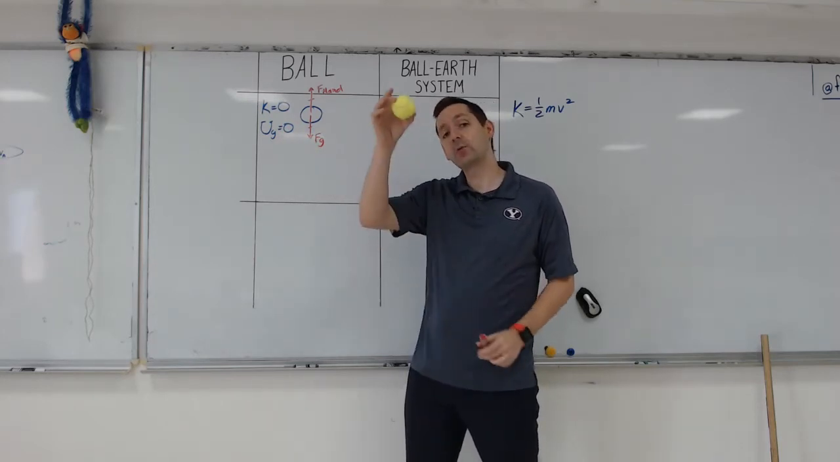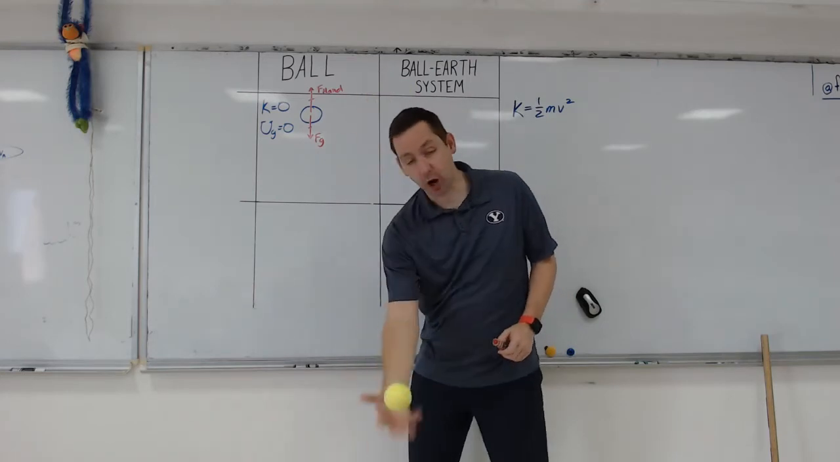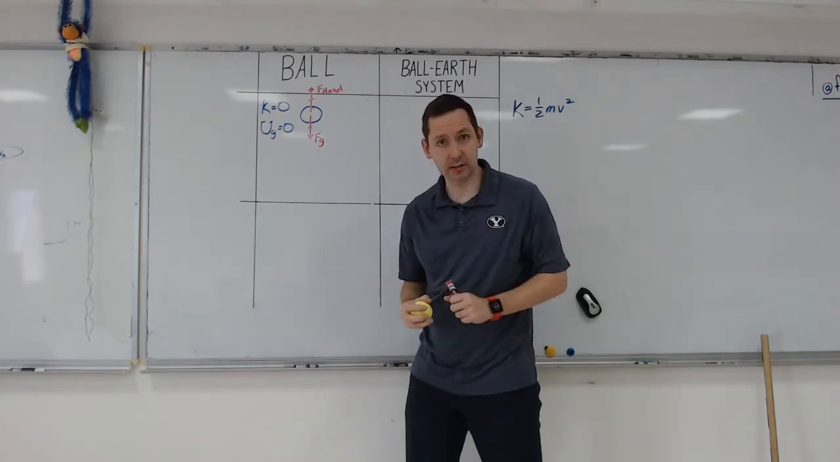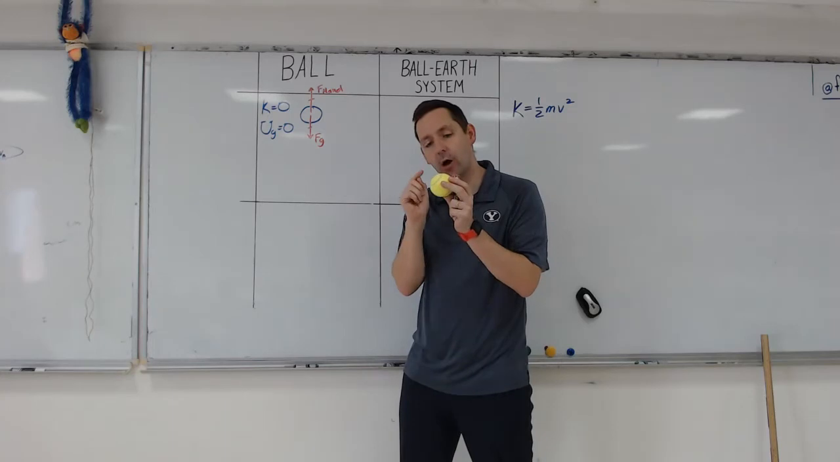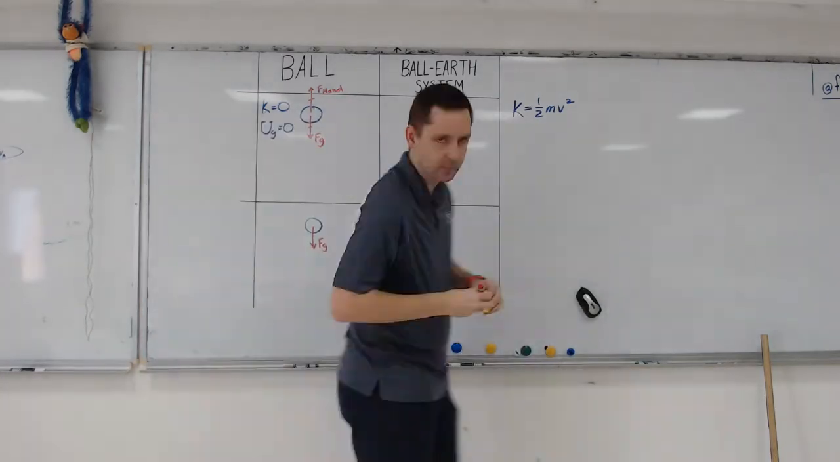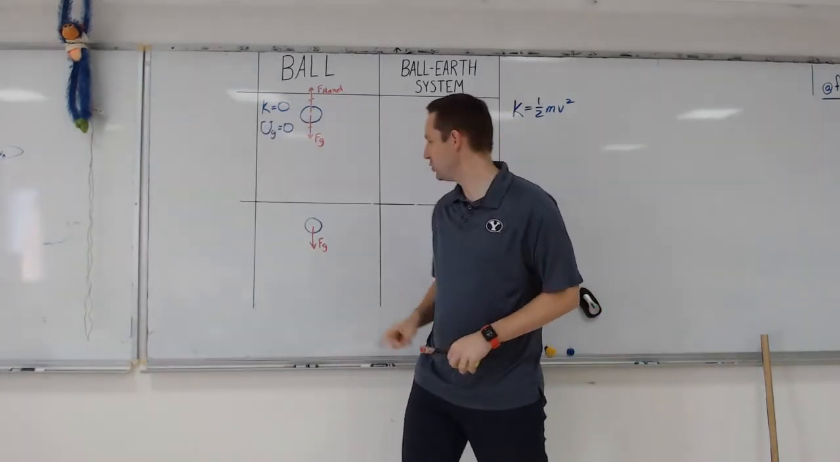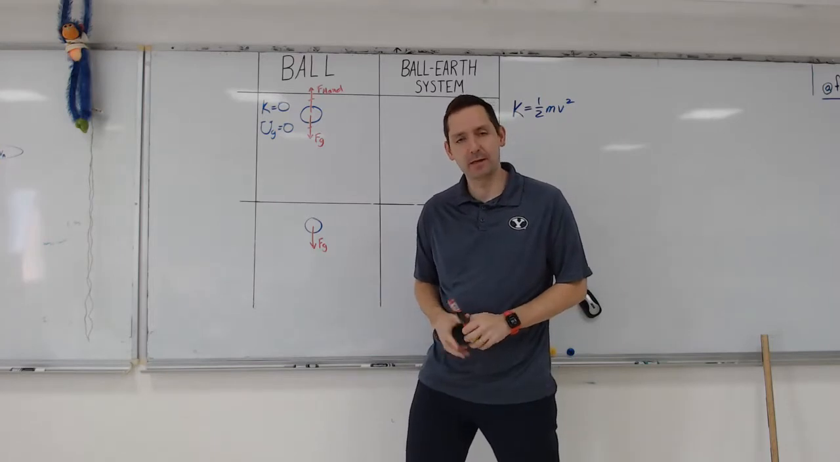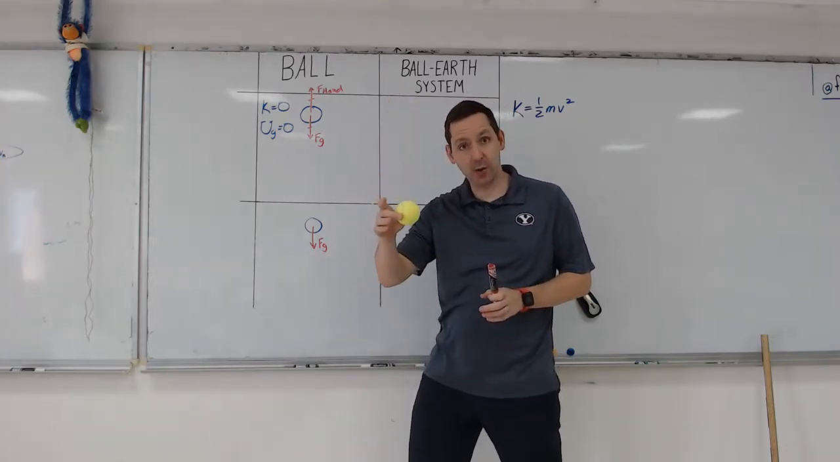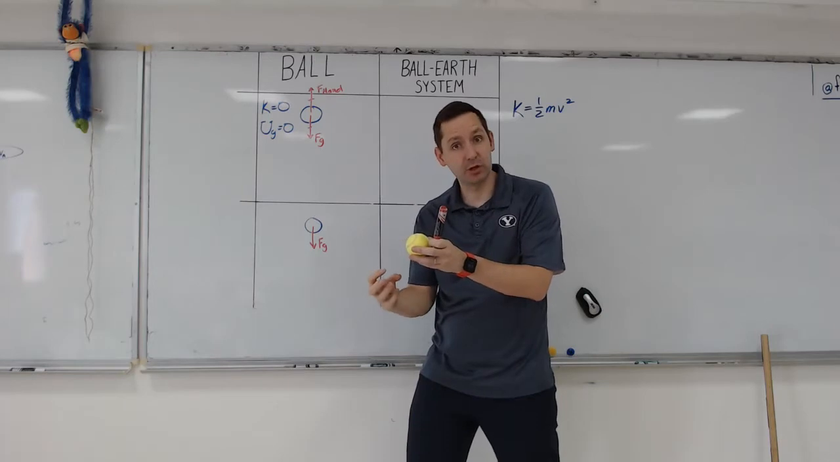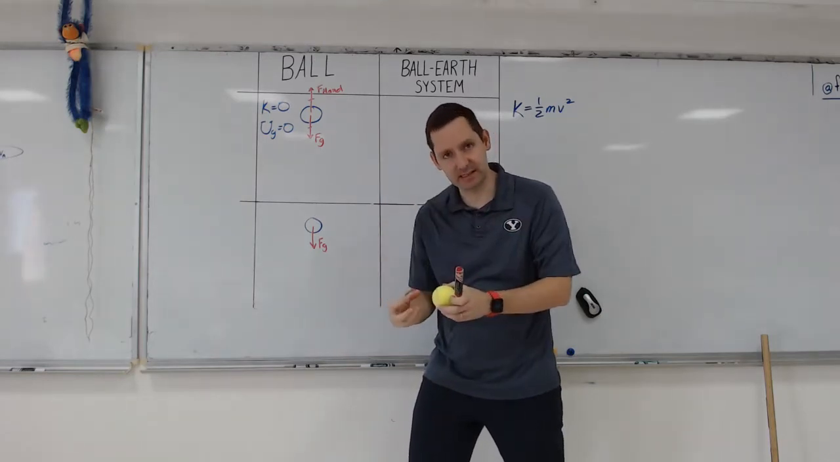Now, when I release the ball, it starts to drop. Now what are the forces on it? What are the external forces on the ball? Hopefully, you said the force of gravity. Now, as gravity pulls down on the ball, it has some motion. It covers a specific distance.